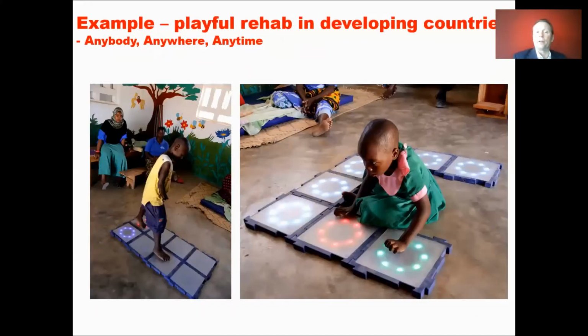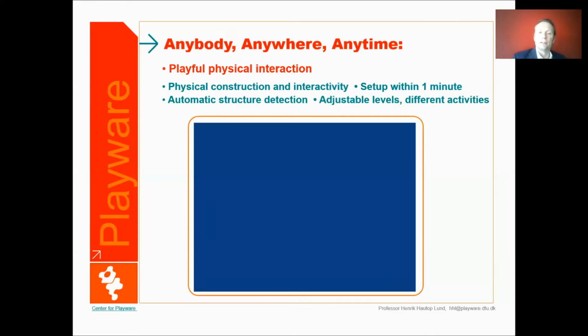And this could be a good example to bring this to anybody, anywhere, anytime. Things like the modular tiles used for playful rehabilitation of children with cerebral palsy or who are crippled, here in the middle, in Tanzania, in the rural area deep inside Tanzania in Africa. Where, as you can see, the environment is quite different, but nevertheless, we can develop a technology that can be used by anybody, anywhere, anytime, like this.